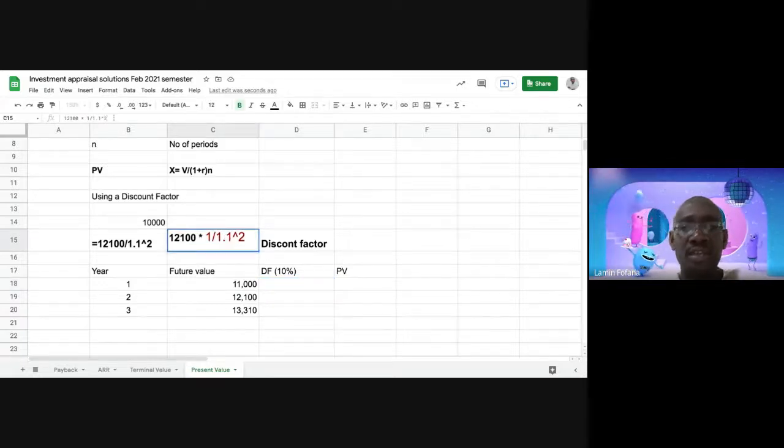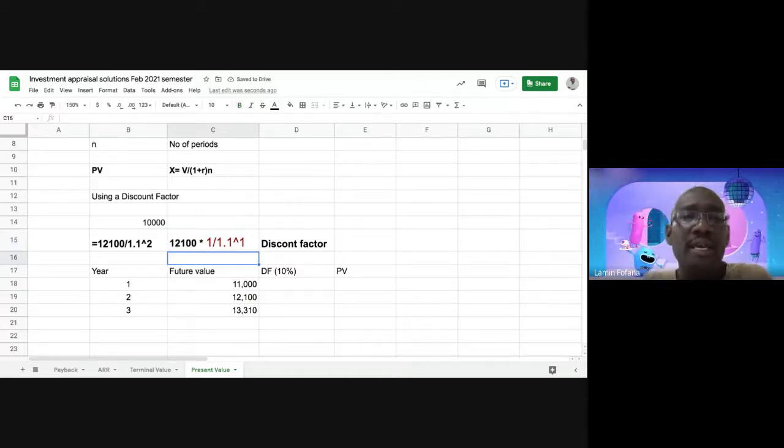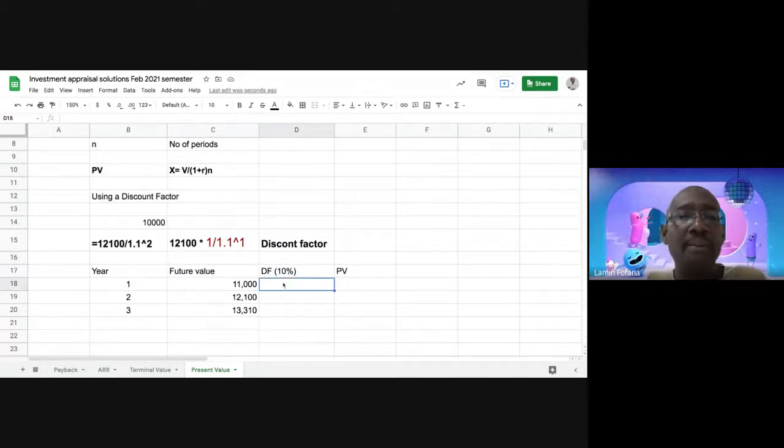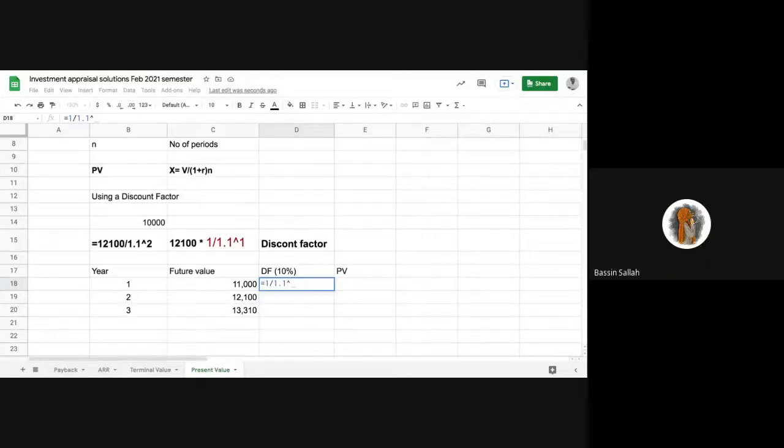The 1 is the 1 year. So 1 divided by 1.1 raised to power 1 will be year 1, raised to power 2 will be year 2, and so on and so forth. So for year 1, we're going to say equals 1 divided by 1.1 raised to power 1.